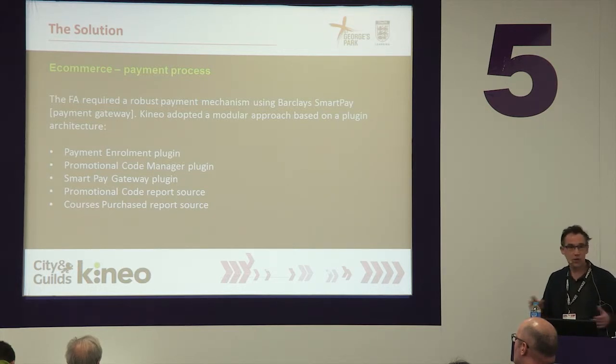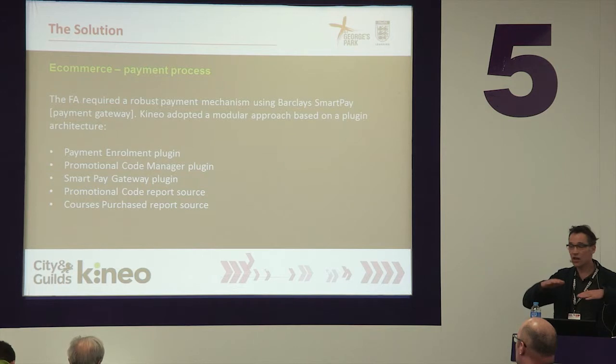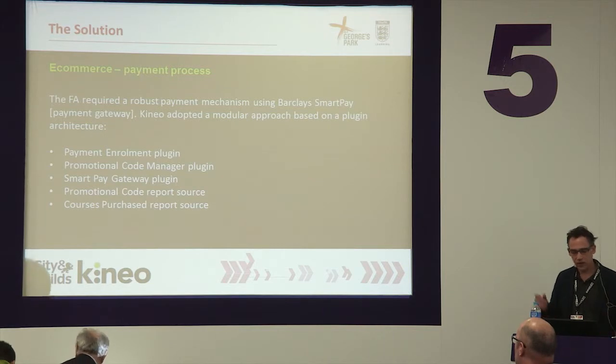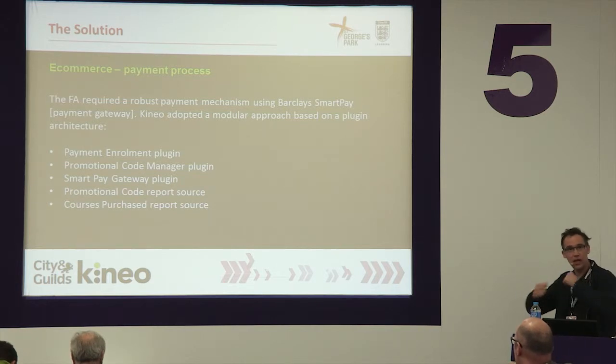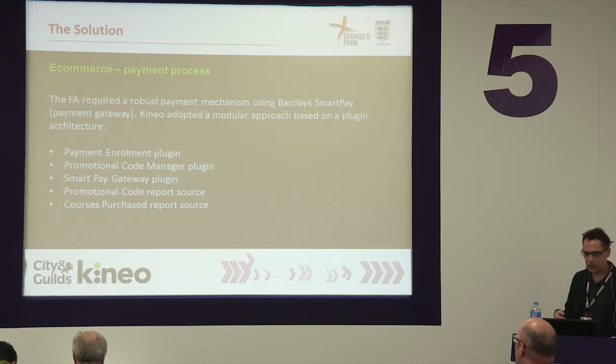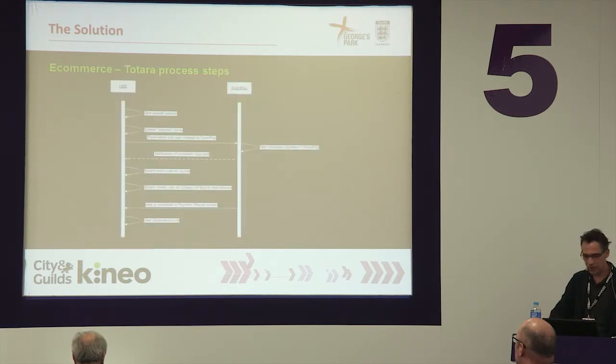The FA also have promotional codes, discount codes and the like. So we also needed to apply that: some people, when they're paying for a course, get a discount, 10% off, 20% off and the like. Also, that promotional code isn't necessarily the same for everyone. It might depend on what you've done previously, or on a number of different rules. So we've got a promotional code plugin. Then we've got the gateway plugin, which does the conversation between our system, the LMS, and the Barclays Smart Pay system. And then we've got a bunch of reports: how many people are using discount codes, how many people have purchased courses and the like. This is all implemented, and there's a whole bunch of documentation around this down to a really fine degree of detail about the way this is going to be implemented.